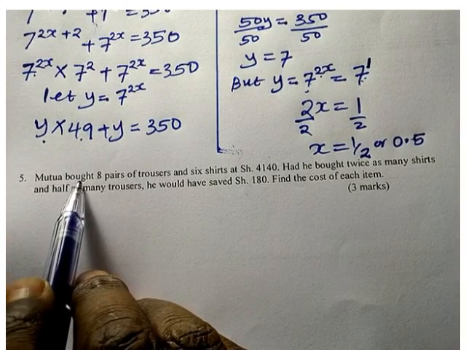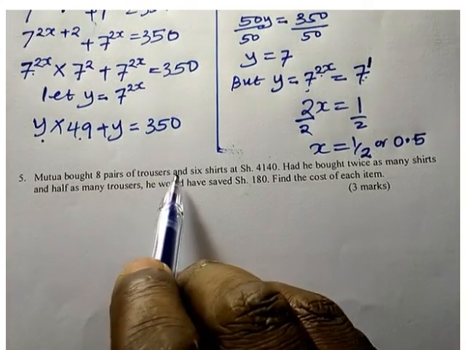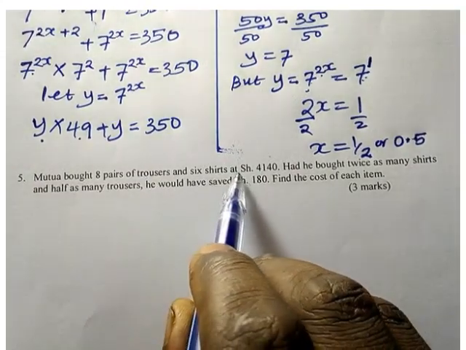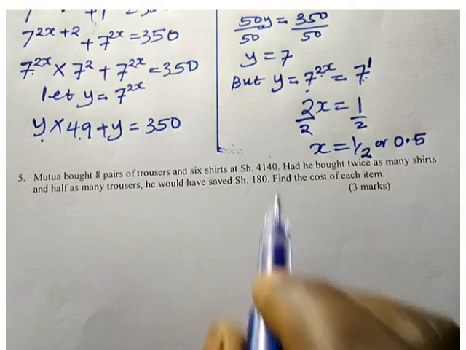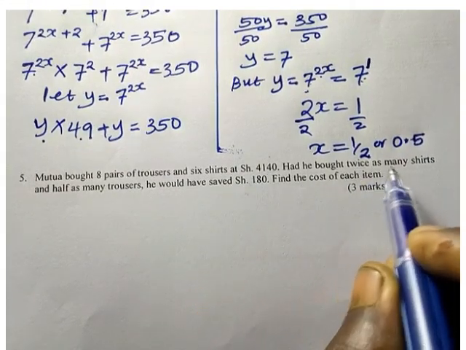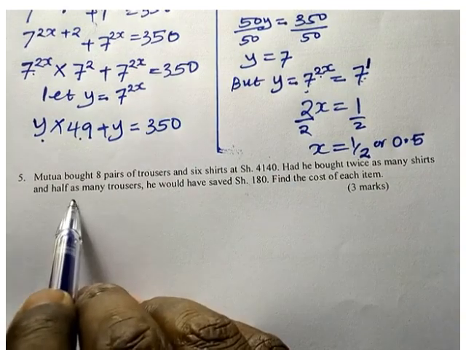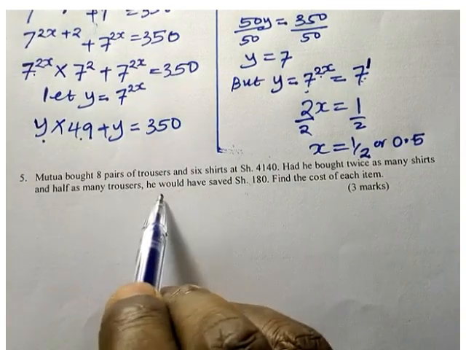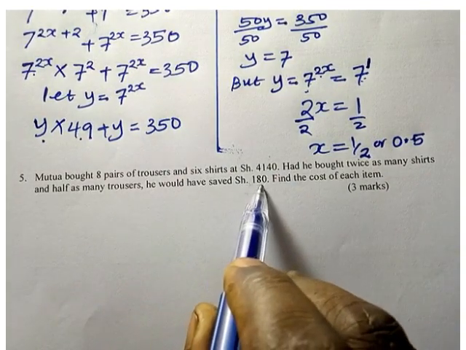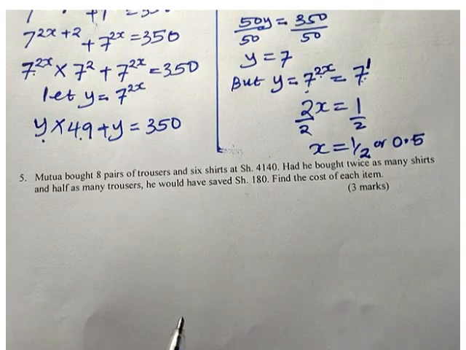Mutua bought 80 pairs of trousers and 6 shirts at Kenya shillings 4,140. Had he bought twice as many shirts and half as many trousers, he could have saved Kenya shillings 180. Find the cost of each item.